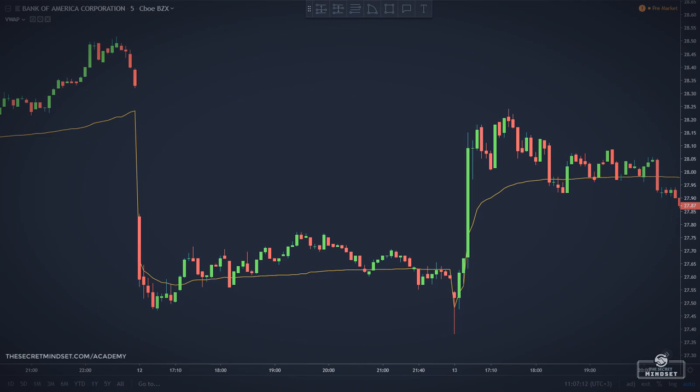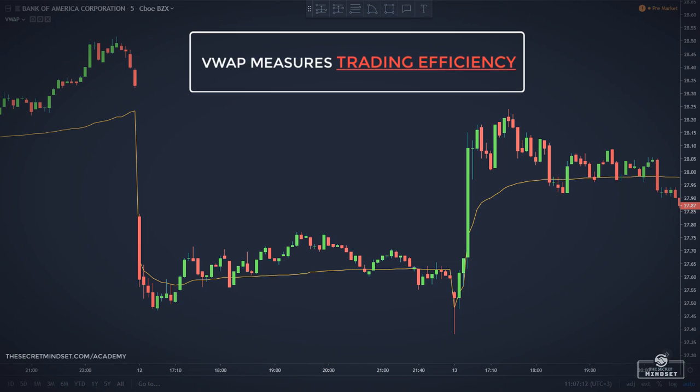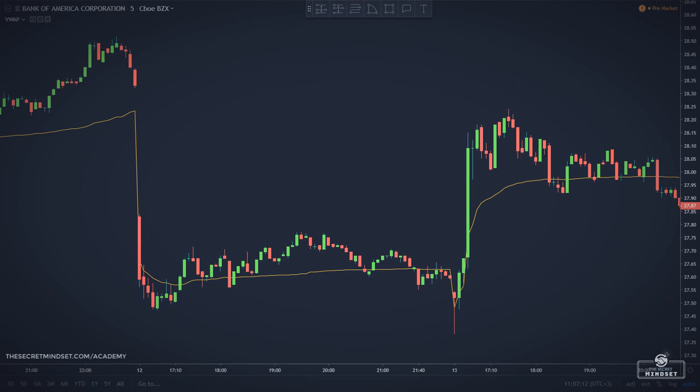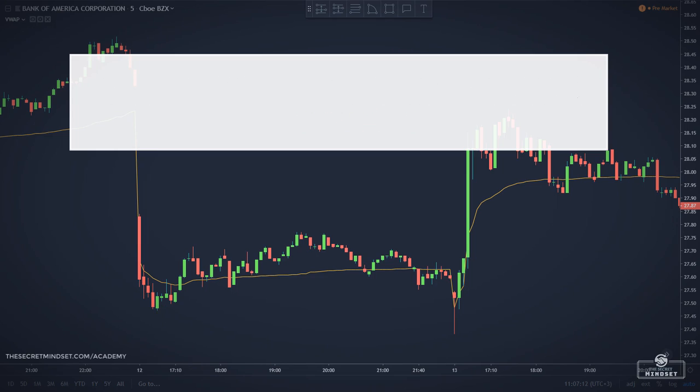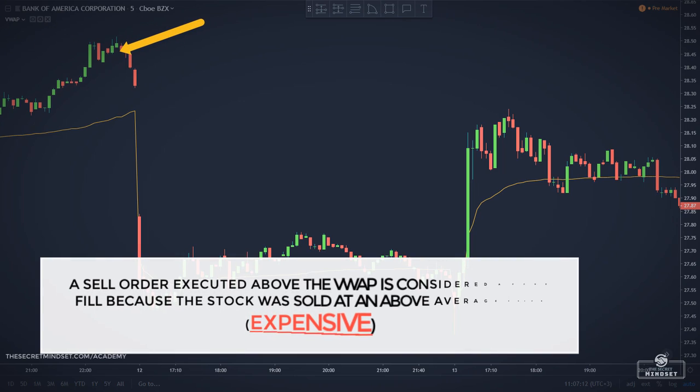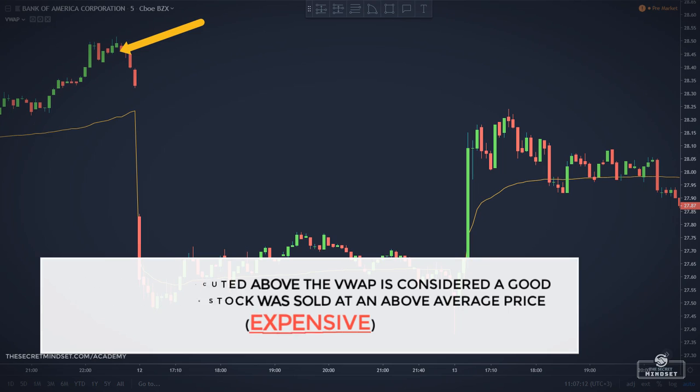The VWAP can also be used to measure trading efficiency. After buying or selling a stock, big market players can compare the price to the VWAP values. A buy order executed below the VWAP value would be considered a good fill because the security was bought at below average price. Conversely, a sell order executed above the VWAP would be considered a good fill because it was sold at an above average price.